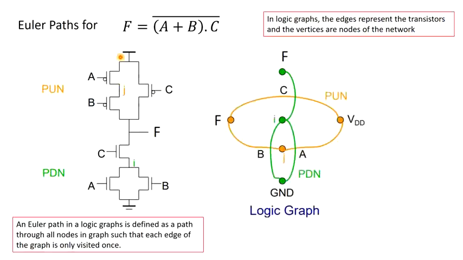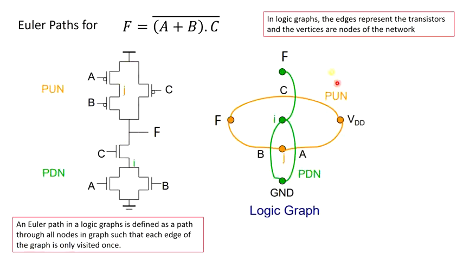For example, if we draw the logic graph for this particular circuit, it will look something like that. Here we have to draw the logic graph separately for the pull down network and the pull up network. As you can see here, this is the circuit representation of the pull down network, and this is the logic graph for the pull up network. So let's check that with F.